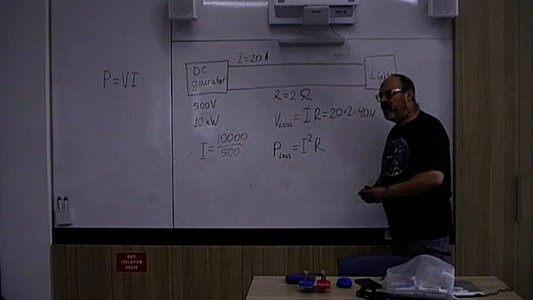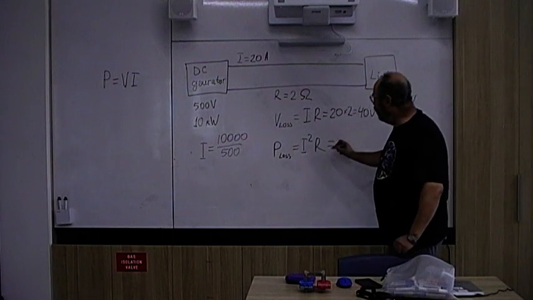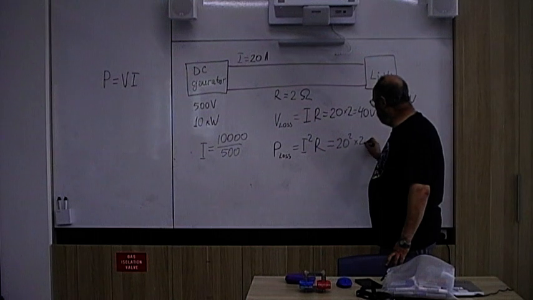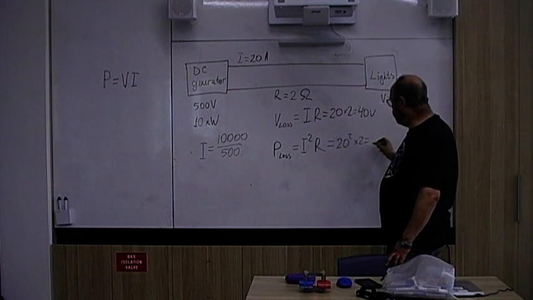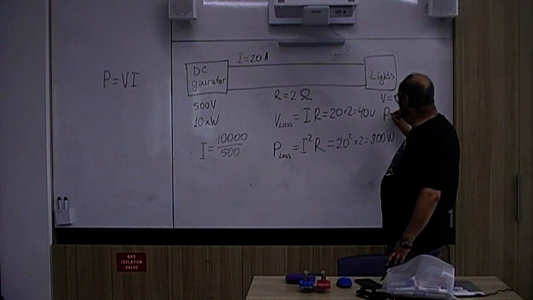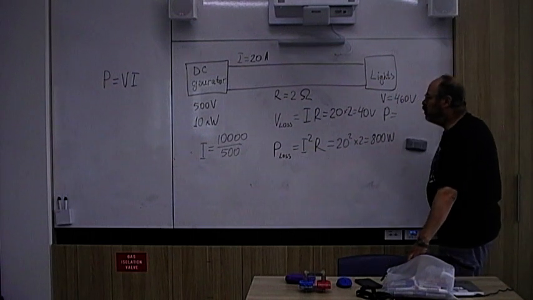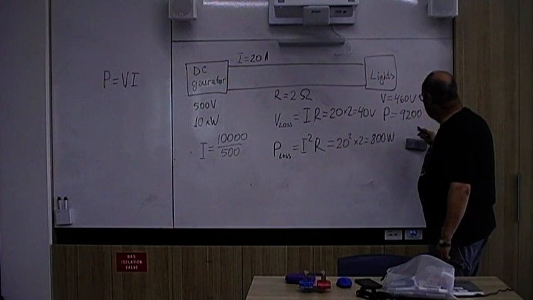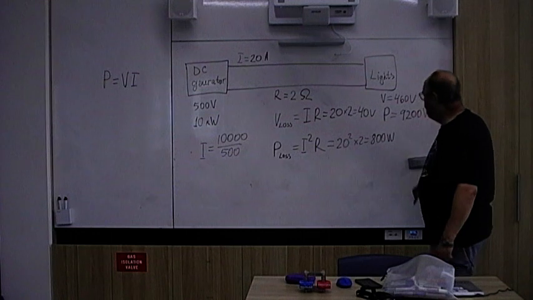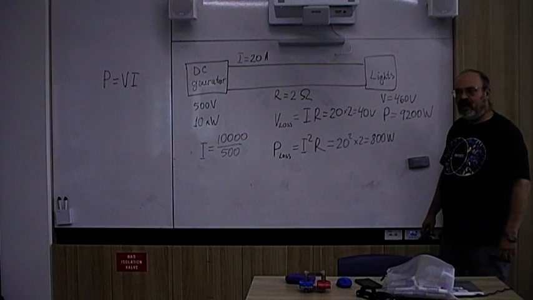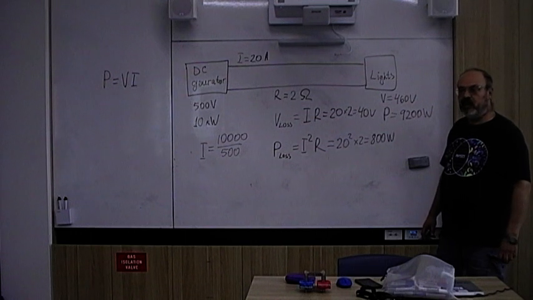So what will be the power loss here? We have 20 squared times 2, equals 400 times 2, yes, 800 watts. And the power delivered will be 10,000 minus 800, which is 9,200 watts. Oh, that's actually not too bad, but still we have loss of voltage, we have loss of power.